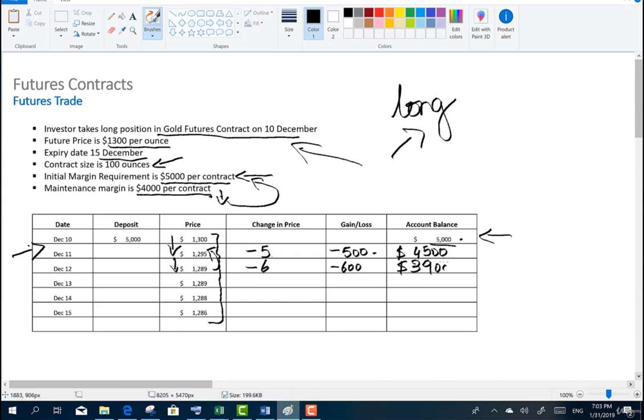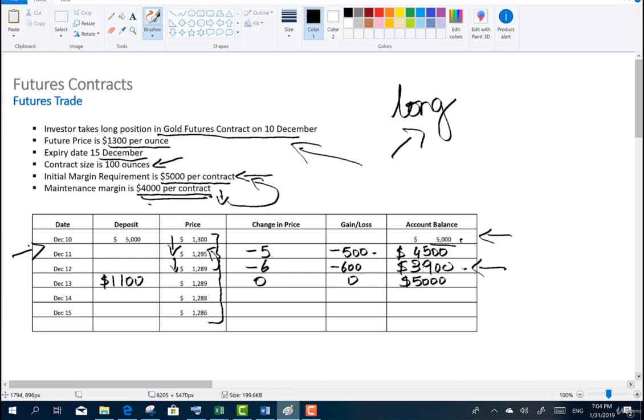$3,900. Now at the end of the second day, the account balance has dropped below the maintenance margin level, which is $4,000 per contract. It means that you have to deposit enough money to bring the account back to the initial margin level. So the next morning, the exchange will give you a margin call, and you have to deposit $1,100 in your account to bring it back to the initial margin level. On the third day, there was no change in price, so zero impact, gain and loss. Just by adding $1,100 into the account, your total account balance would be $5,000.